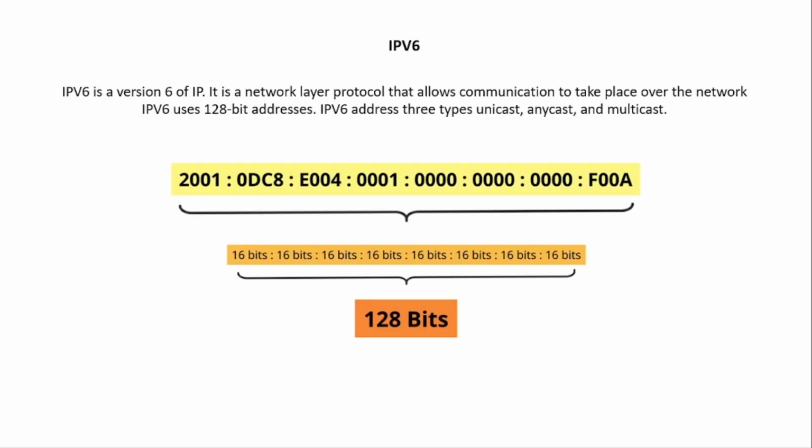Next is IPv6. IPv6 is also known as version 6 of the IP address. It is a network layer protocol that allows communication to take place over the internet. IPv6 uses a 128-bit address.